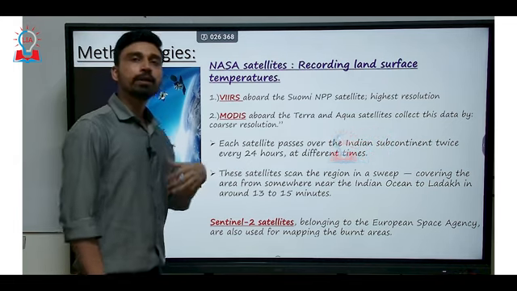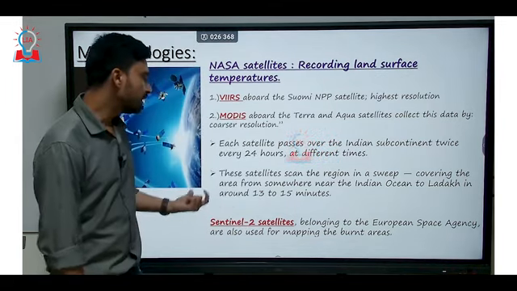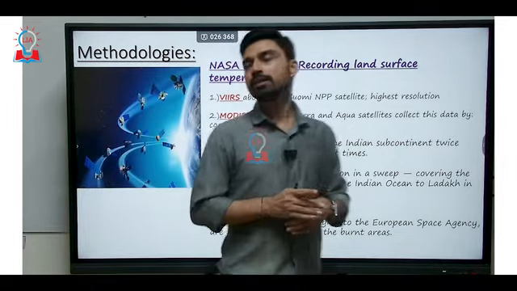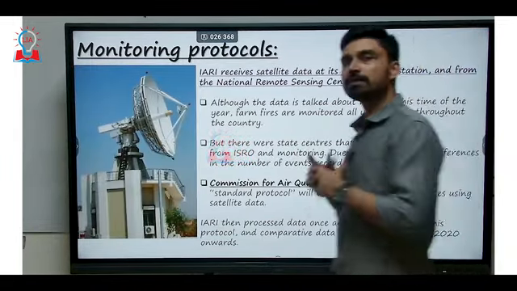Apart from that, there is one other satellite launched by the European Space Agency, called Sentinel-2. This satellite is also used for mapping the burned areas in the north part of India. Then, once the data is collected, there is a protocol that has been put into place, especially after 2013, and this protocol is something like this. The Indian Agricultural Research Institute receives the satellite data at its own ground station and also from the NRSC, the National Remote Sensing Center.